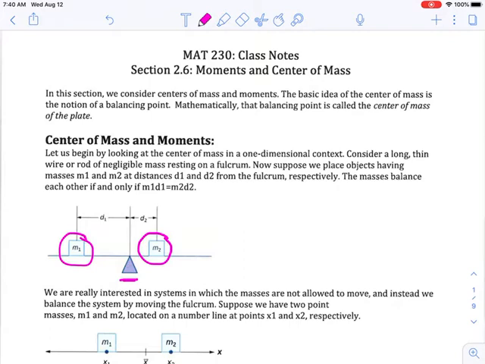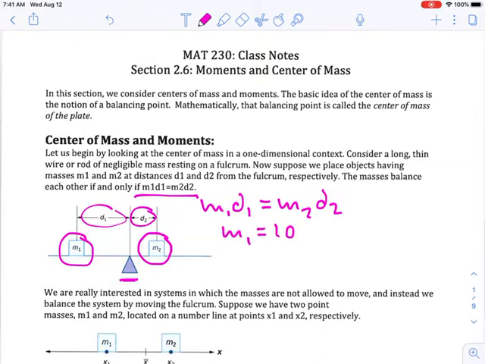So this is the fulcrum. It is the balancing point. And what we want to do is balance our masses. So we have a mass over here, mass 1, and a mass over here, mass 2. And if we want to balance the system, we have to adjust the distances such that mass 1 times distance 1 is equal to mass 2 times distance 2. So as an example, let's just say that mass 1 is equal to 10 and distance 1 is equal to 2, and mass 2 is equal to 20. What would distance 2 have to be?